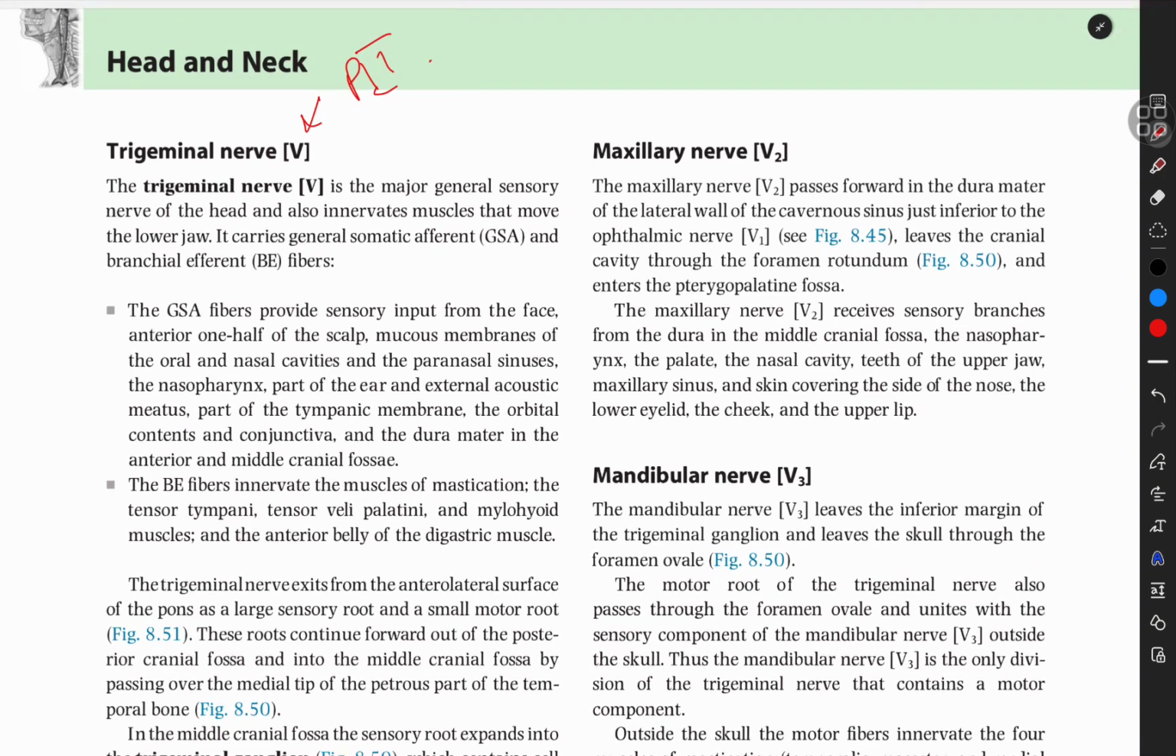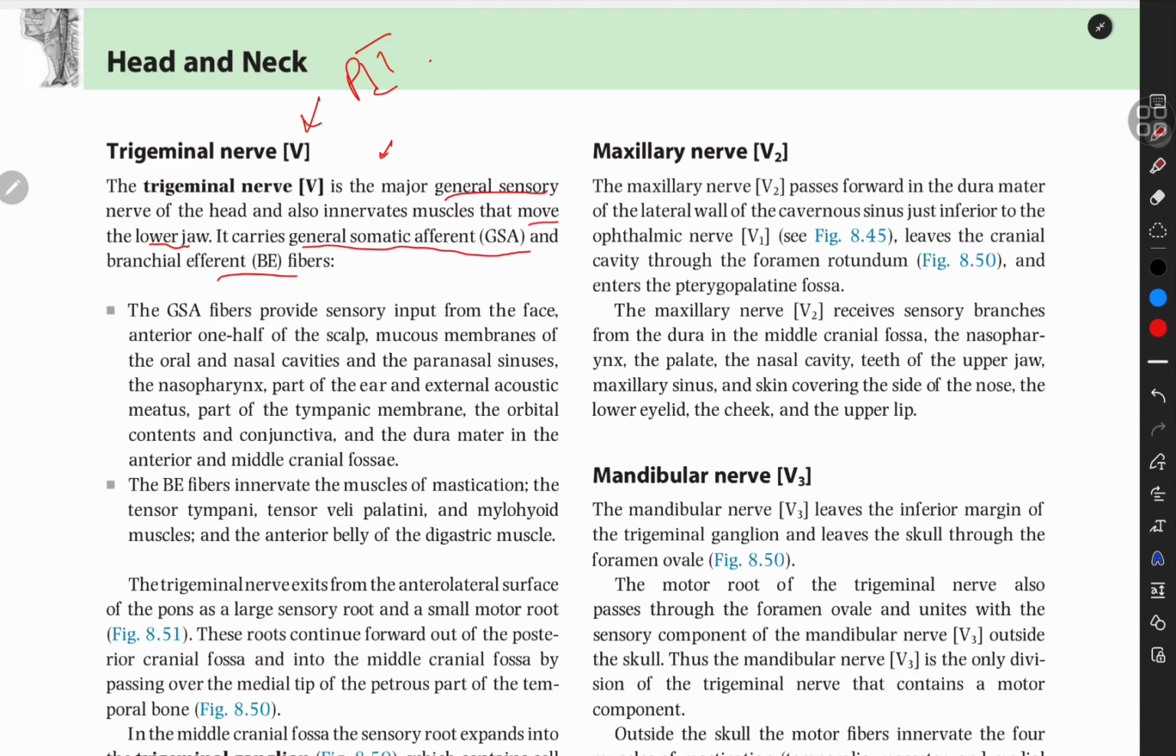The trigeminal nerve is the major general sensory nerve of the head and also innervates muscles that move the lower jaw. The muscles that move the lower jaw are the muscles of mastication. It carries general somatic afferent and branchial efferent fibers.